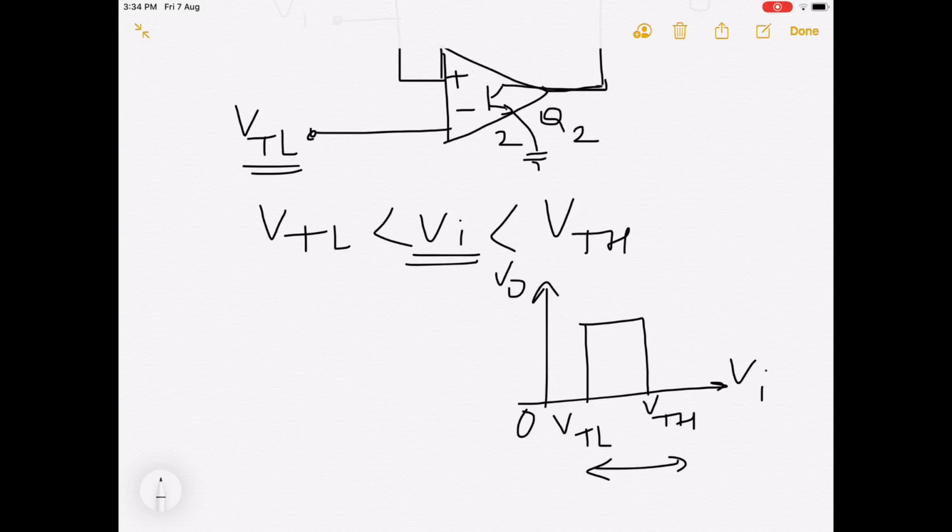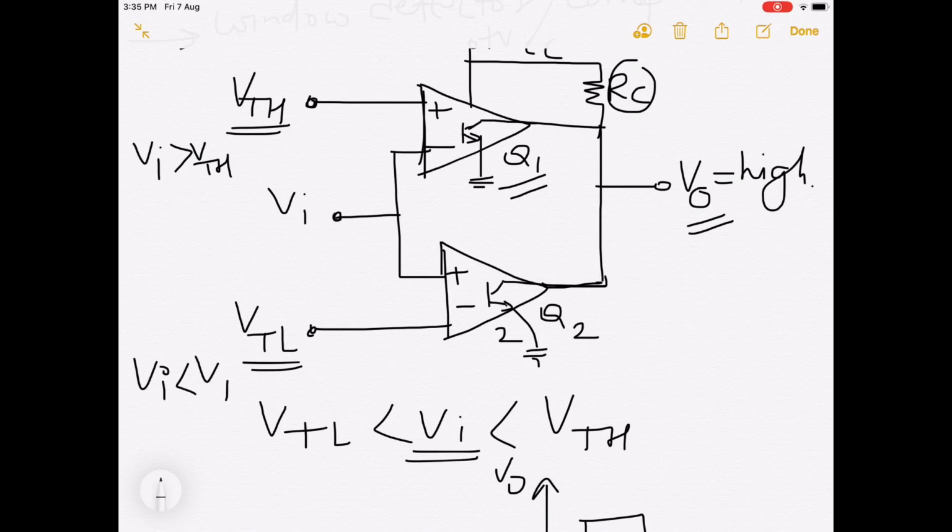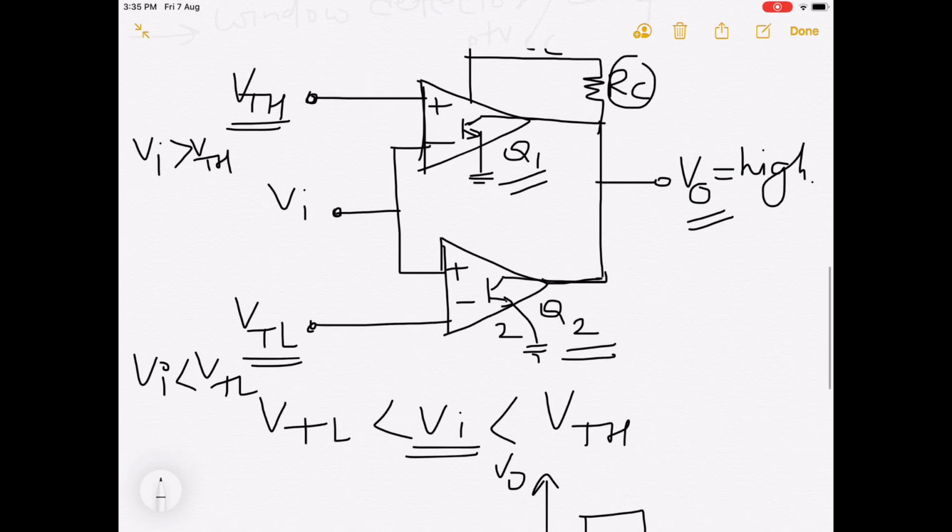Now, when voltage Vi falls outside the range, that is, when Vi is greater than VTH, Q1 will be on and output will be low. And if your Vi is less than VTL, your Q2 is on and output will be low. So either of these conditions makes the output 0.